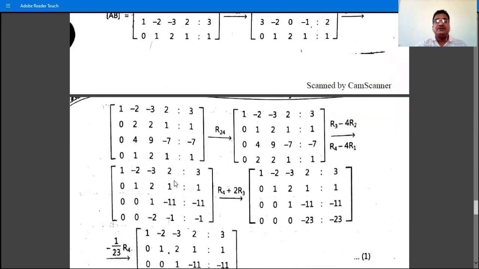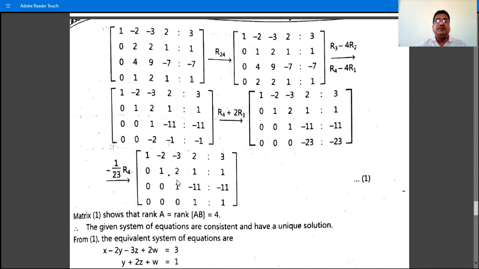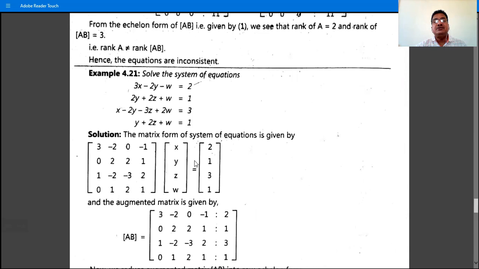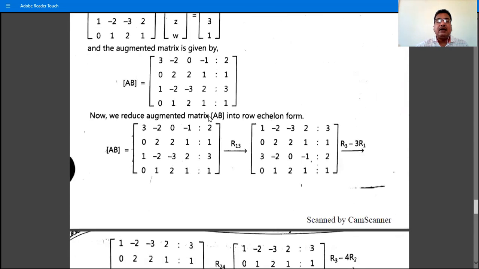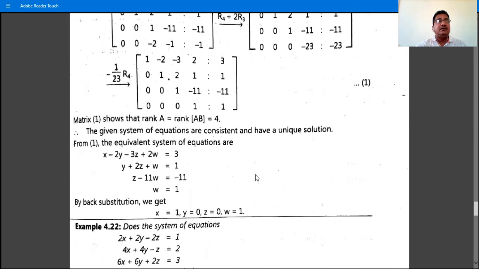So this is the problem on the Gauss elimination method. If we have to solve the same problem using the Gauss-Jordan method, then we reduce the augmented matrix to reduced row echelon form. So we will see the problems on the Gauss-Jordan method in the next lecture.